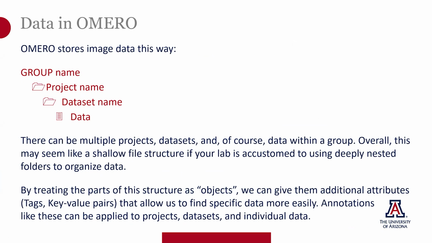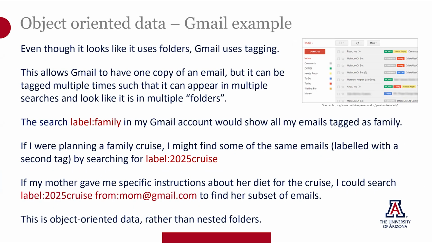These annotations can be applied at the project level, at the dataset level, and at the individual data level. To give you an example, this idea of tagging is something that Gmail uses pretty extensively. It allows Google to store just one copy of an email, but it can be tagged in multiple different ways so that it appears in different types of searches. And while it looks like folders, it's not. There are no folders. In fact, in Gmail, it's all search-based. If I give something the label of family in my Gmail account and I search for that, it'll show all my emails that I've tagged as family.